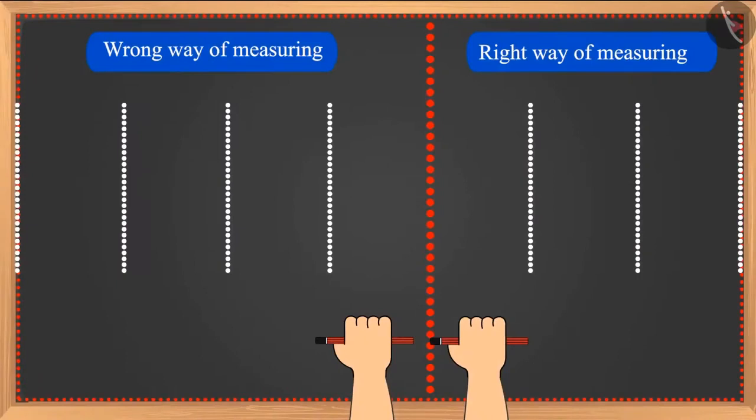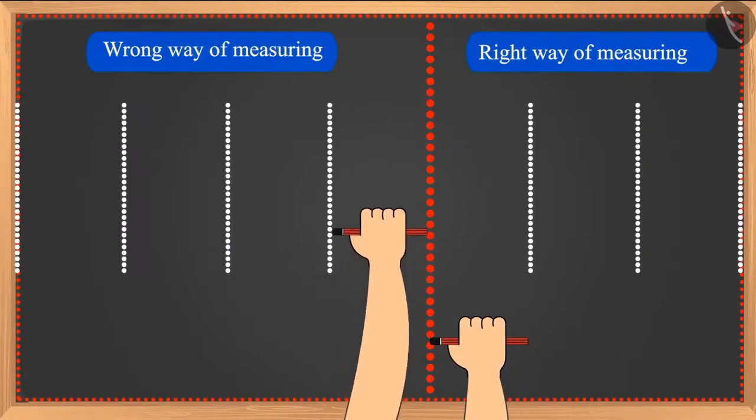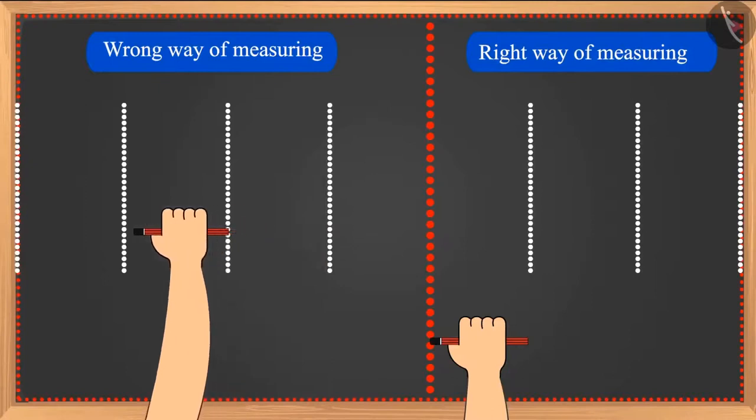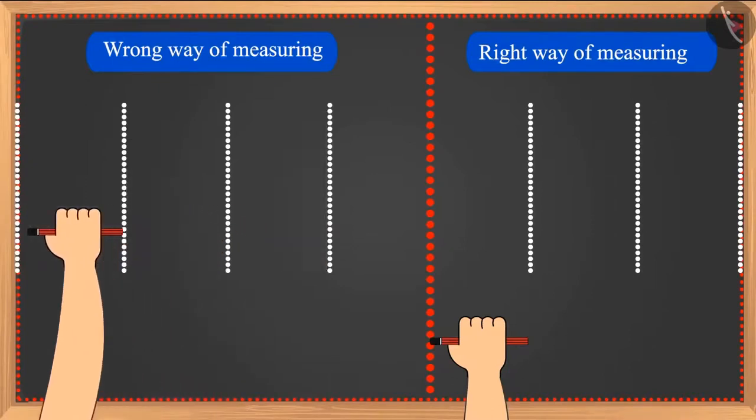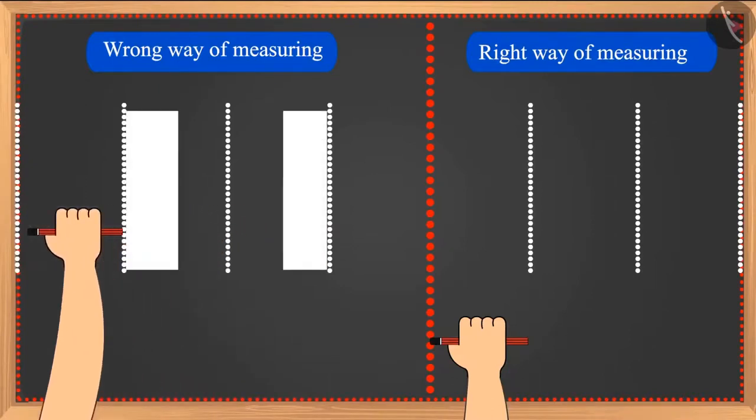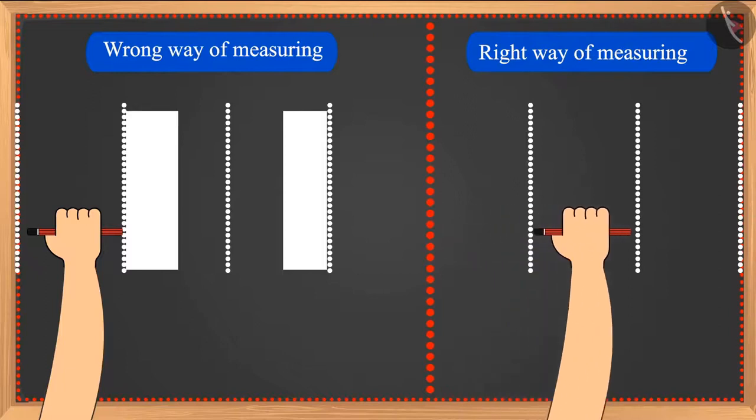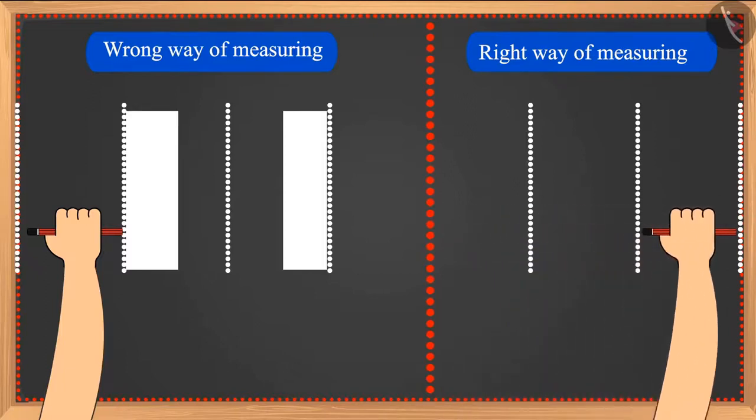So children, did you see what mistake Chotu made? He left spaces between two pencils while taking measures with the pencil. That means Chotu did not measure the leftover space. So Chotu did not measure the entire length. We should measure without leaving any blank space while measuring.